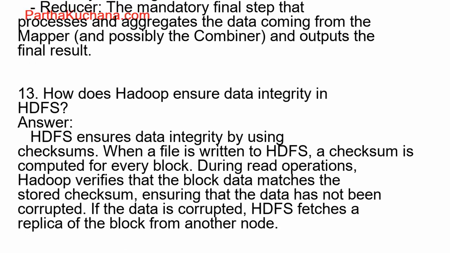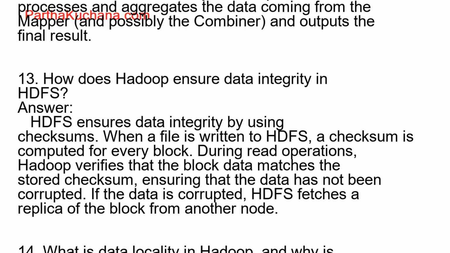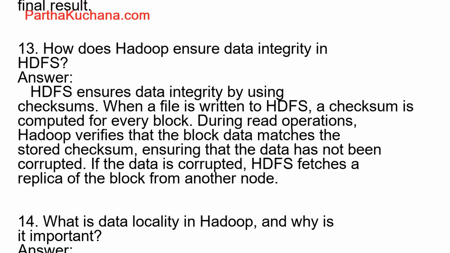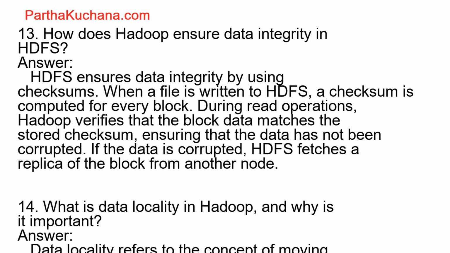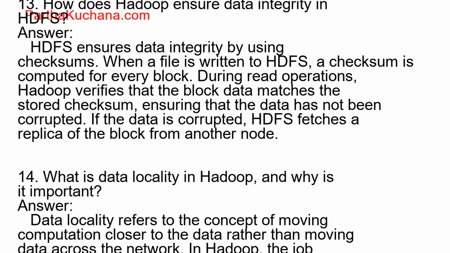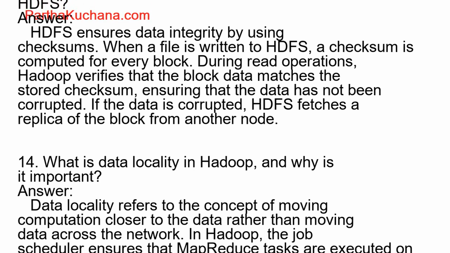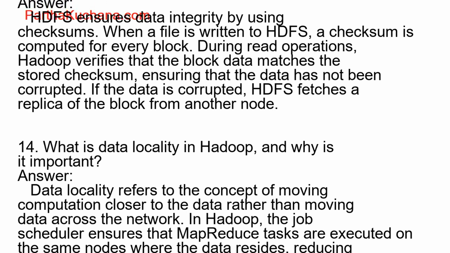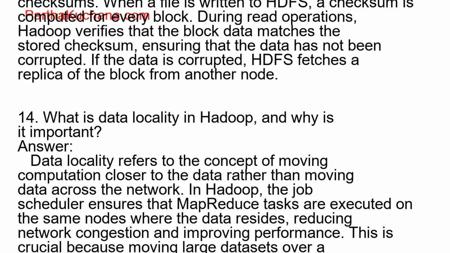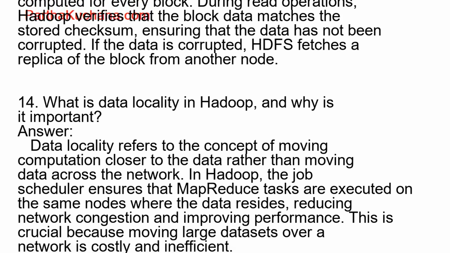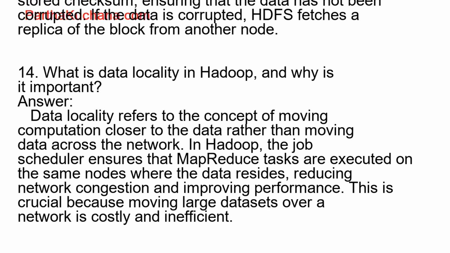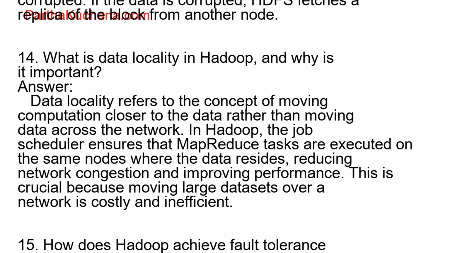15. How does Hadoop achieve fault tolerance during data processing? Answer. Hadoop achieves fault tolerance through replication. HDFS stores multiple copies of data blocks on different nodes. Task re-execution. If a task fails, Hadoop automatically reschedules and re-executes it on another node using replicated data. Heartbeat mechanism. Hadoop continuously monitors nodes with heartbeats, and if a node fails, it reallocates the tasks to other available nodes.